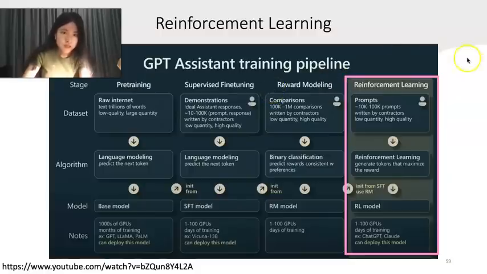So again, after we have our reward model, we can use that reward to guide our reinforcement learning to get a better SFT model. So this RL model will be, again, trained using prompts written by contractors. So that's, again, low quantity, high quality.